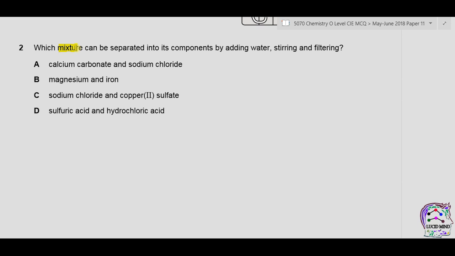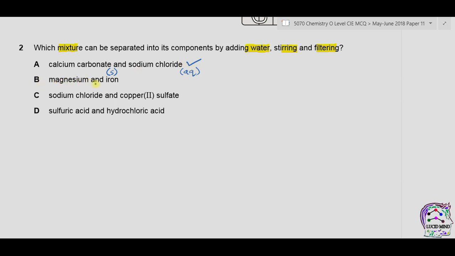Question 2. Which mixture can be separated into its components by adding water, stirring, and then filtering? In part A, we have a mixture of calcium carbonate and sodium chloride, as we know that calcium carbonate is insoluble in water while sodium chloride is soluble to form aqueous solution. So we can add water. What will happen is that sodium chloride will dissolve in water while calcium carbonate will be left behind, and upon filtration calcium carbonate is separated as residue while water will be gone in the filtrate.